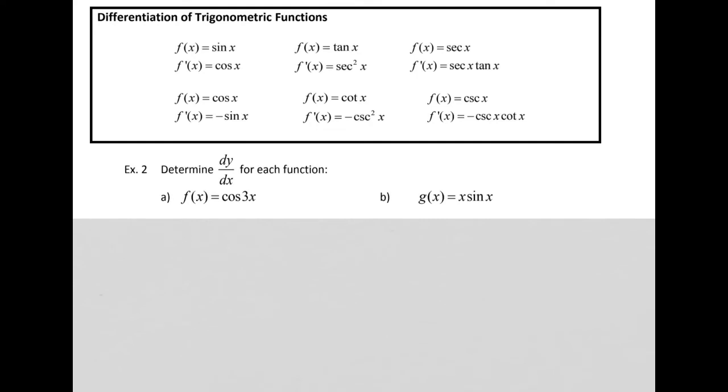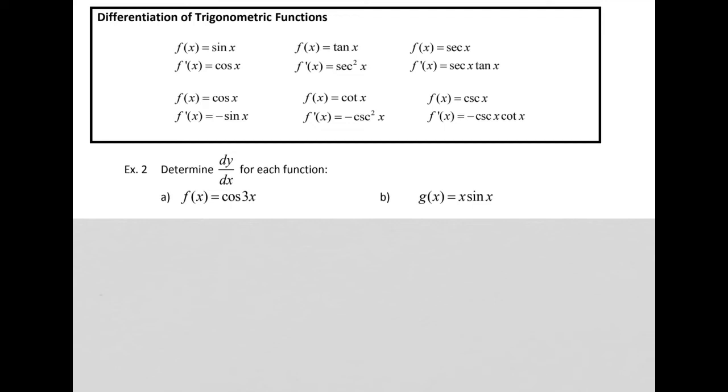So now let's take a look. What if the angle inside a trigonometry function is not just x? Then similarly to the other differentiation rules, whenever the angle is not just x, you need to multiply by the differentiation of the angle.